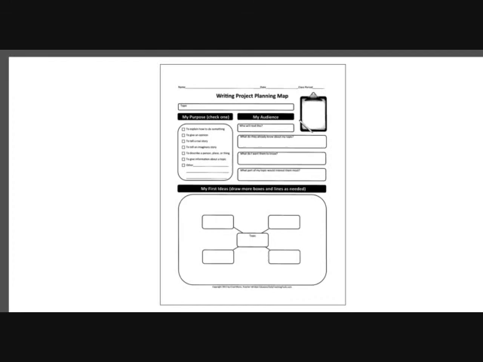So all that to say, graphic organizers for the writing process are a fantastic way of scaffolding students as they learn to write and structure their ideas more clearly. That's it.